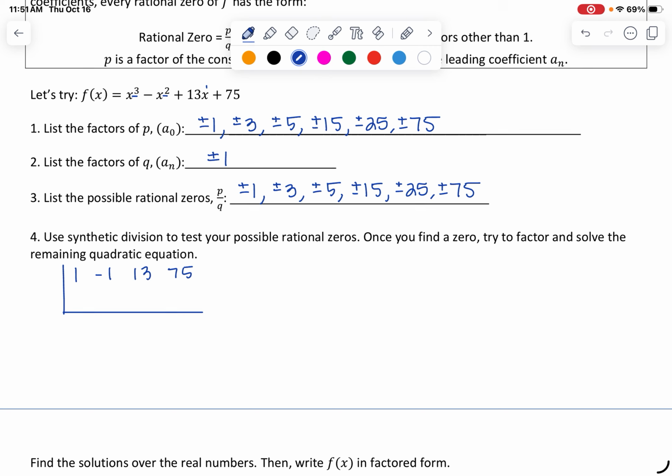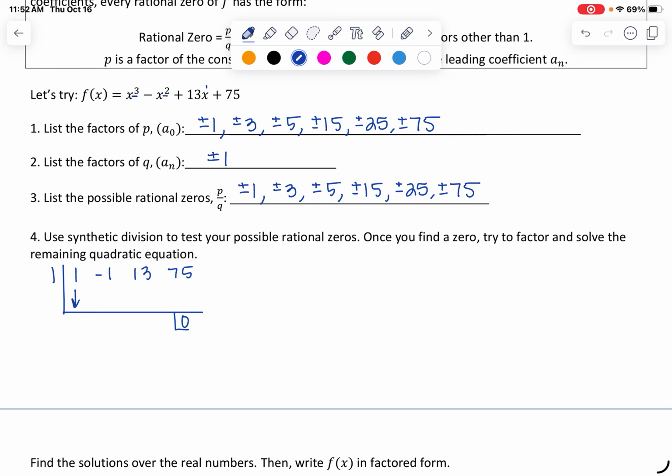Okay, so I'm going to start by picking one of these 12 numbers. I'm going to start with 1, right? And I'm going to see if it gives me a remainder of 0. If it does, it's a factor. I also know that I only need to find one zero, because if I can find one zero, then I'll get it down to a quadratic, and I know how to solve any quadratic, right? That was what we used in previous chapters. So that's what I'm going to do.